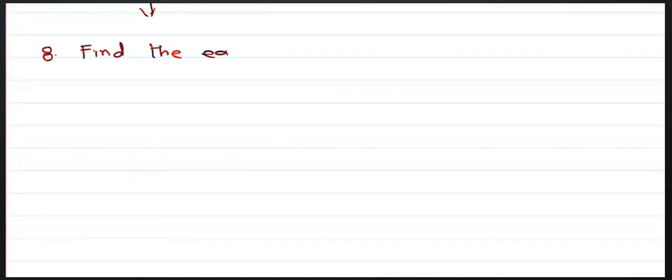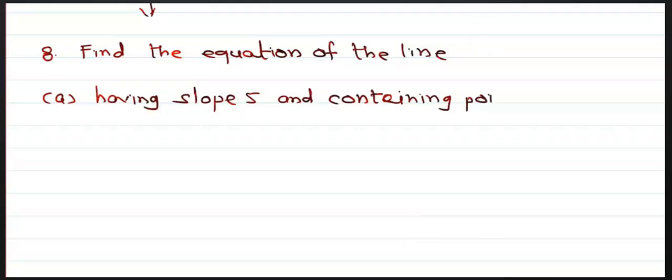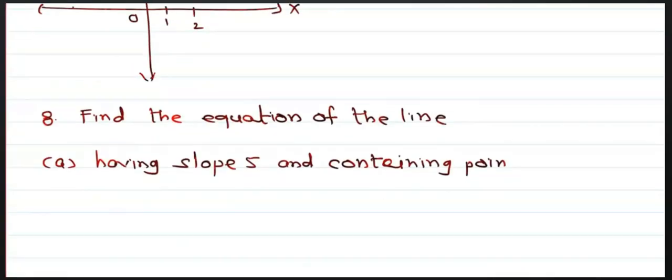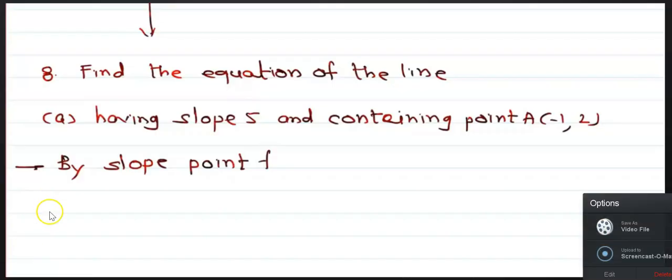Question number 8. Find the equation of the line. First, having slope 5 and containing the point A(-1, 2). Now what is here? The slope is 5 and this point lies on the line. Therefore, here we will apply the slope point form.